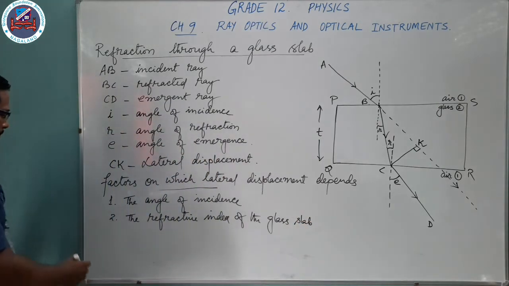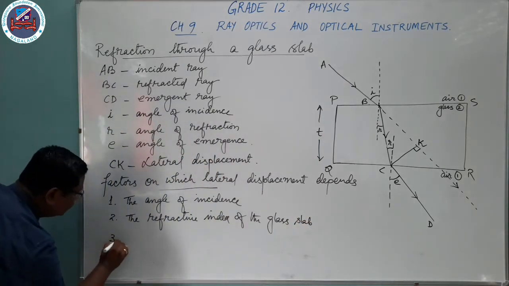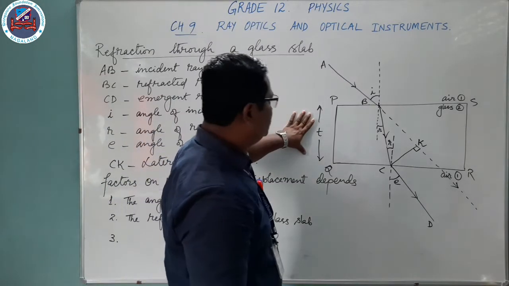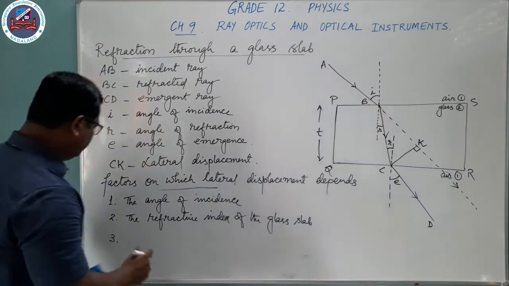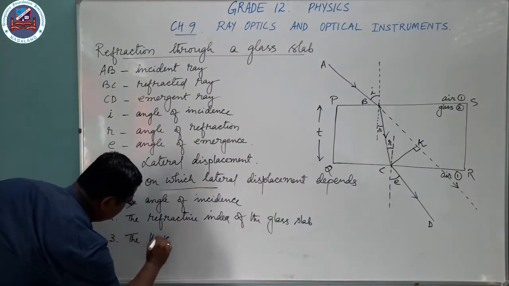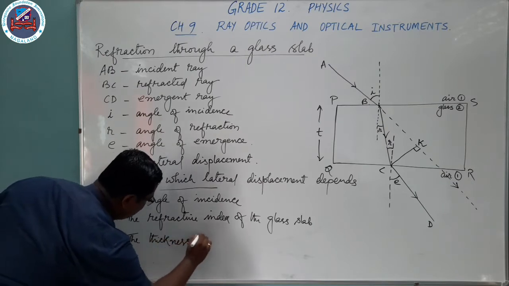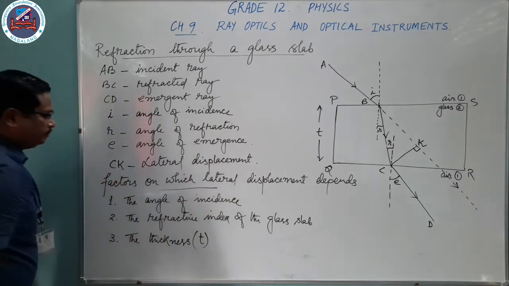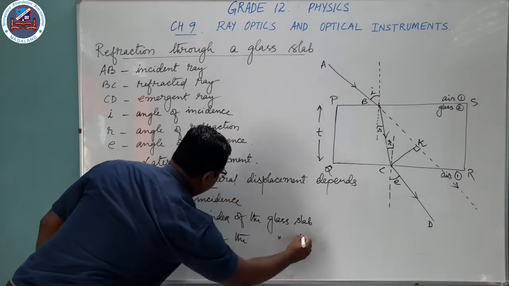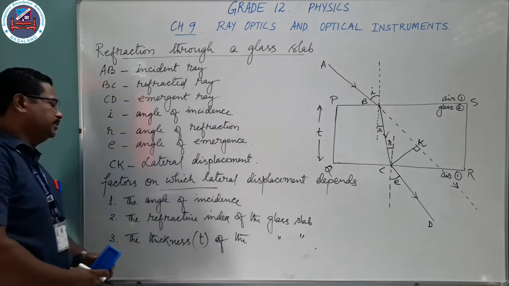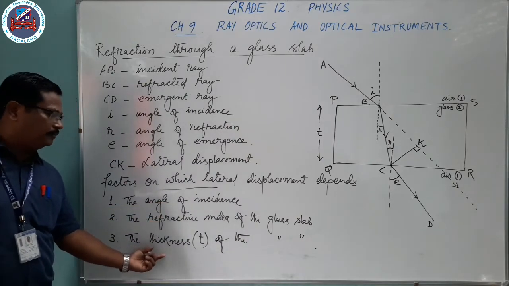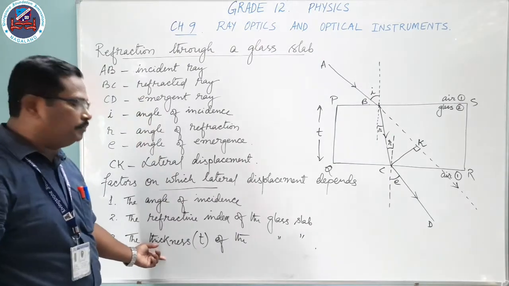It also depends upon the thickness of the glass slab. Thickness T we have written in the diagram of the glass slab. So these are the three factors on which lateral displacement depends. If the thickness of the glass slab is more, lateral displacement also will be more.